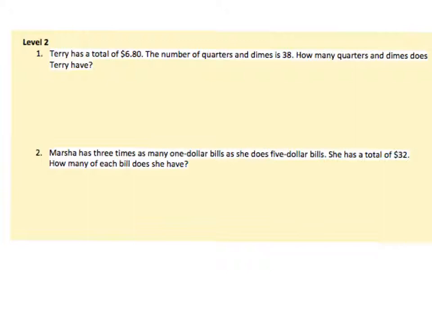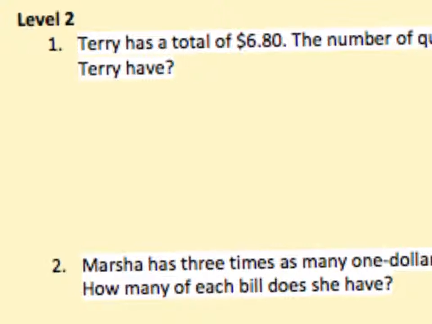So Level 2, it says Terry has a total of $6.80. The number of quarters and dimes is 38. How many quarters and dimes does Terry have? So first we've got to talk about what's the unknown here. What don't we know? Well, we don't know the quarters, and we don't know how many dimes he has. So let's go ahead and assign some variables.